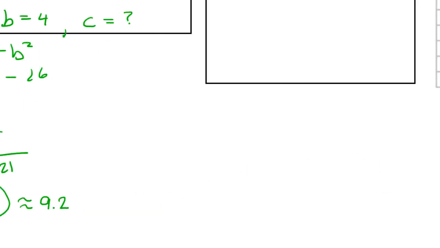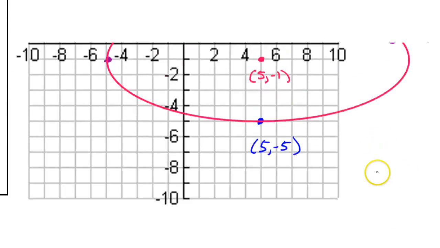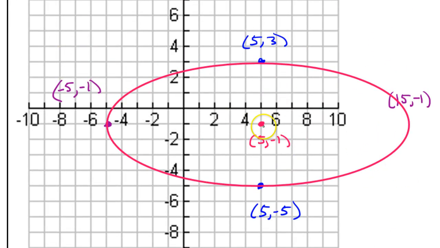As far as locating these on the graph, we know that the foci will always be in line with the vertices, so they're going to be the long way. So if I go 9.2 in both directions, that should give me the foci. If I go 9.2 to the left, that's going to be about right here. If I go 9.2 to the right, that's going to be about right here. Now, how to label these though?